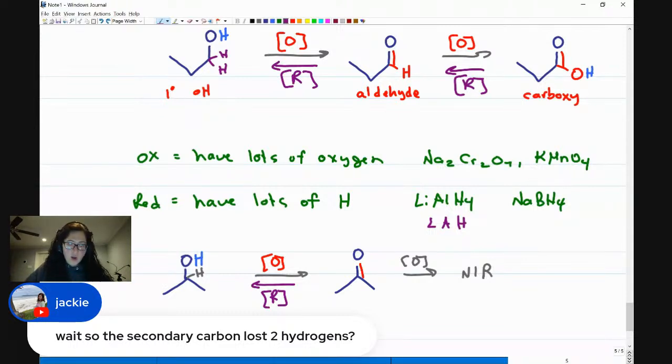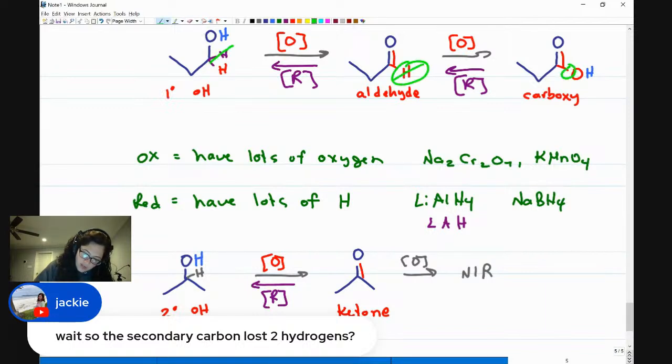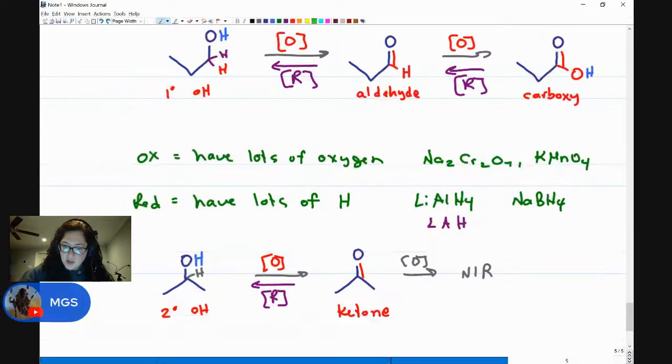Wait, so the secondary carbon lost 2 hydrogens? No, the secondary carbon only lost 1 hydrogen. This right here is a secondary alcohol, and that goes to a ketone. This one was a primary alcohol. So in the first reaction, it lost 1 hydrogen. Let me make 1 purple and 1 red. In the first reaction, we lost the purple one. We still have the red one. You lose the red one, you have nothing because you've got an oxygen right there. Let me know if that makes sense.